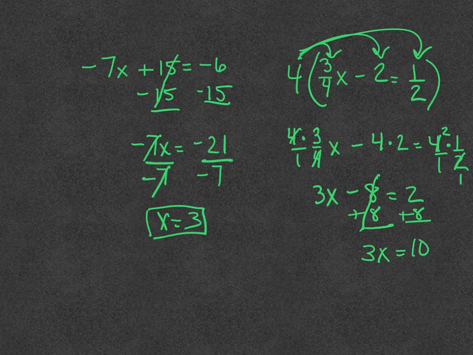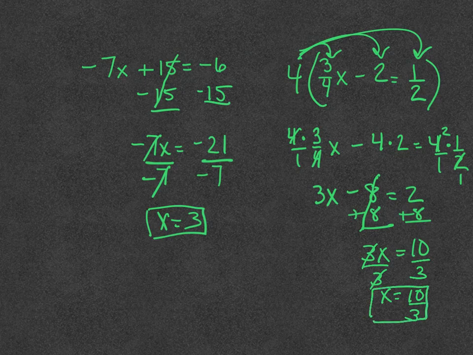And now I have multiplication. I undo multiplication with division. So I'm going to divide both sides by 3. My 3's will cancel out on the left-hand side and leave me with x is equal to 10/3.